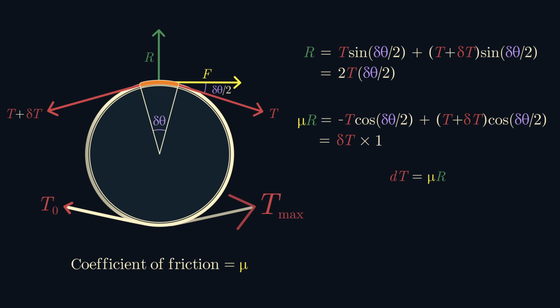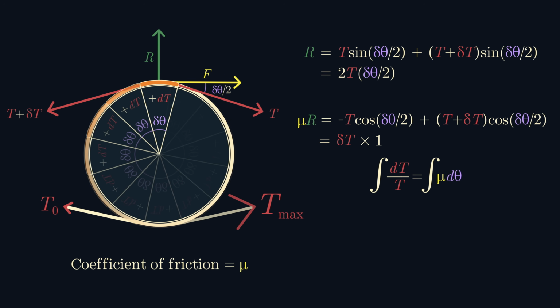So once we substitute in for R in the second equation, everything nicely simplifies down to give delta T equals mu T delta theta. Finally, to find the total maximum tension on the other side of the rope, we want to sum up all of these little delta T's. Luckily for us, the integral is just the tool for that.